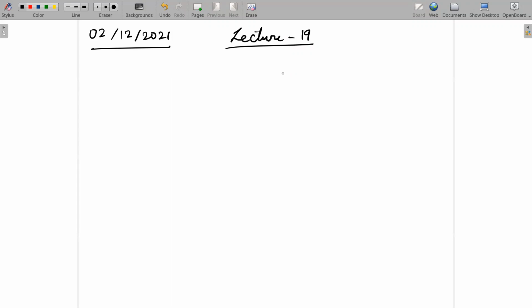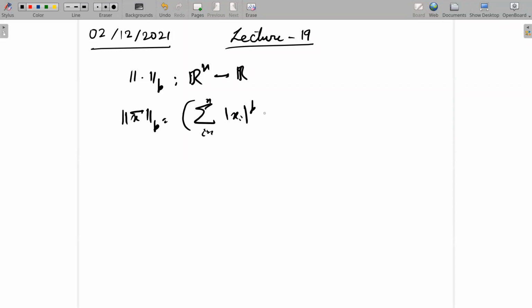And again, as a consequence of Holder's inequality, we proved Minkowski's inequality, which essentially showed this function from R^n to R given by, if you have an n-vector, the Lp norm of this vector is given by: you add all these coordinates, take them to the power p, add them up, and take the 1 over p.